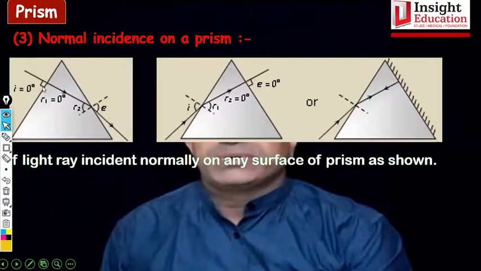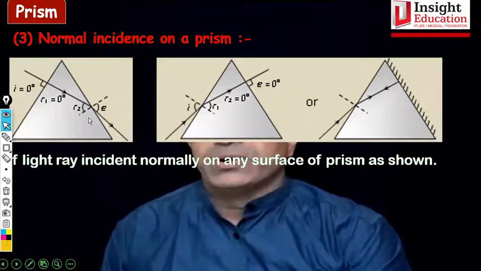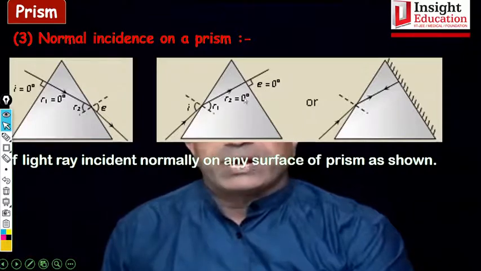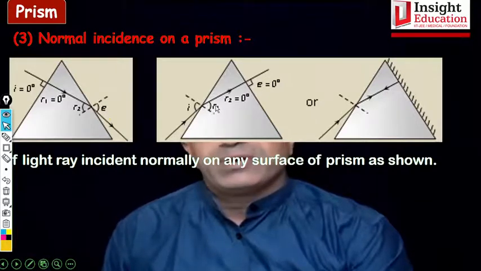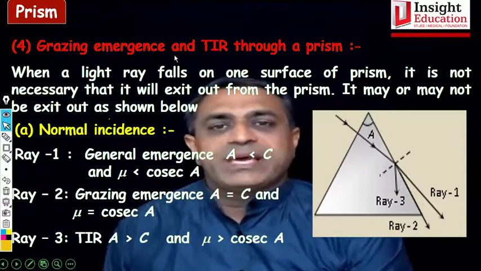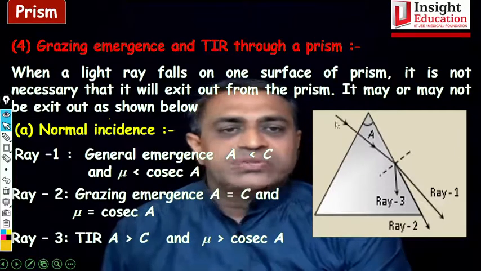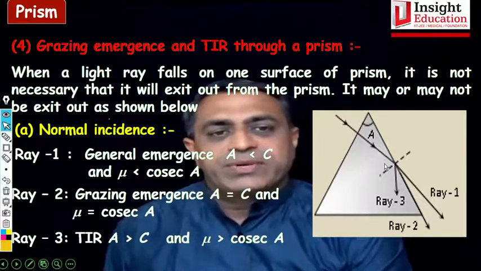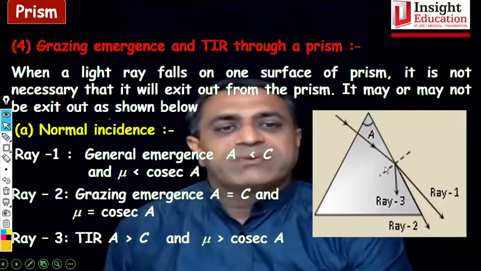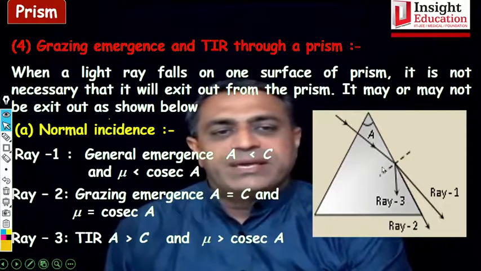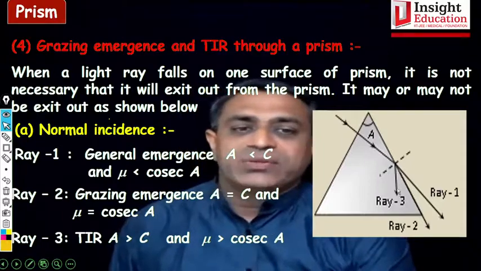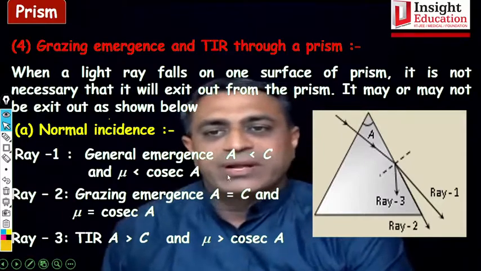If it is normal incidence, I is 0, then what will R be? 0. Then R2 is automatically A. What will the condition be here? R2 is equal to 0, E is equal to 0, then R1 will be A. And the same for grazing emergence and total internal reflection. When normal incidence happens, if R is equal to A and that is equal to C, then grazing emergence. If A is less than C, emergence occurs, and if A is greater than C, then total internal reflection.